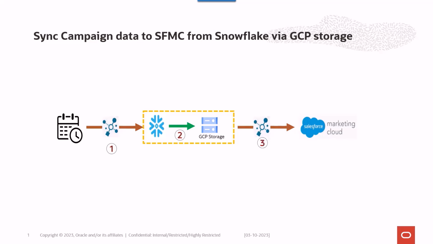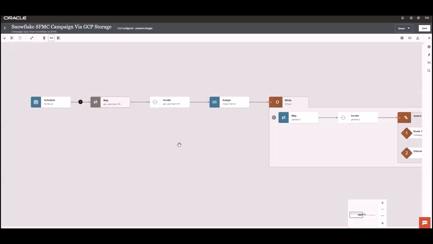Once the file has been successfully placed into the GCP storage, it will be notified to OIC with the file name and the successfully placed file information. And the OIC uses the GCP storage adapter here to pull the file from the GCP storage and process it to Salesforce Marketing Cloud. Let's now quickly review the integration that we have developed to achieve this use case.